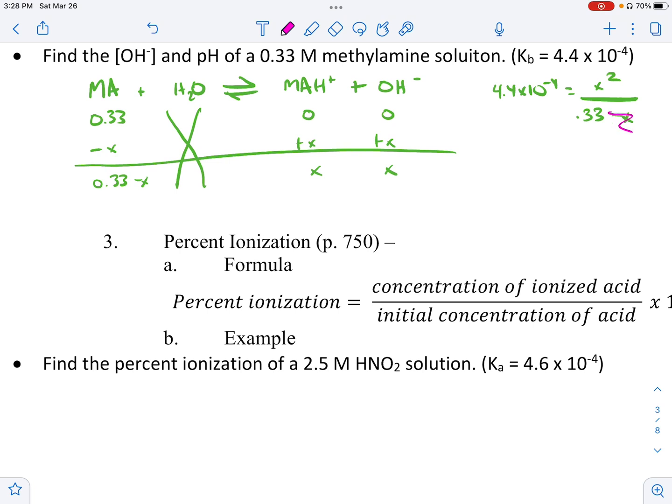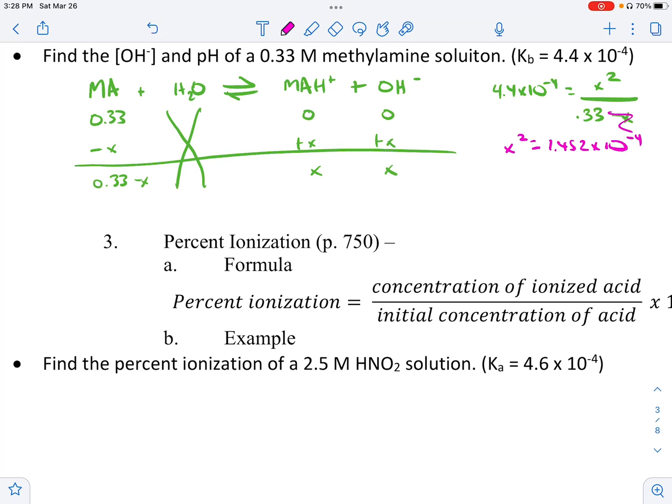So if we take 4.4 times 10 to the negative fourth, and we multiply that by 0.33, that gives us x squared is equal to 1.452 times 10 to the negative fourth.